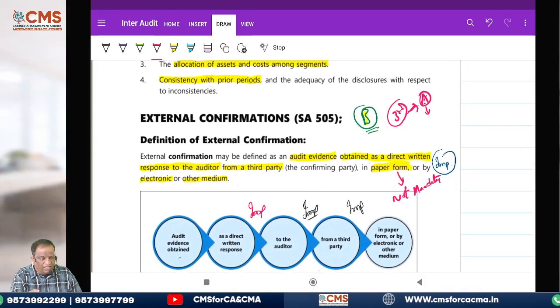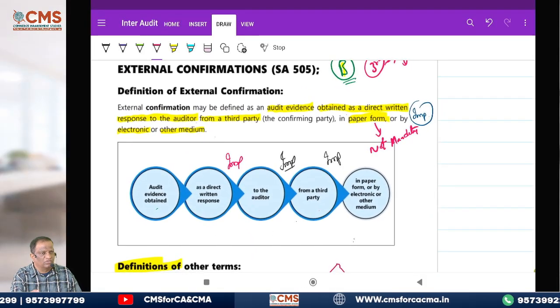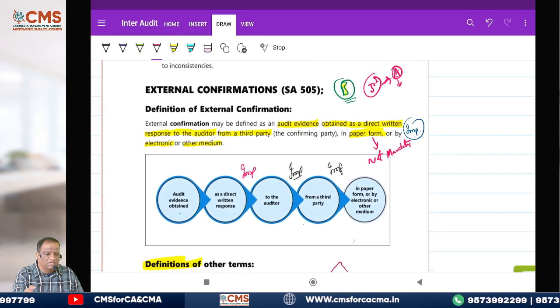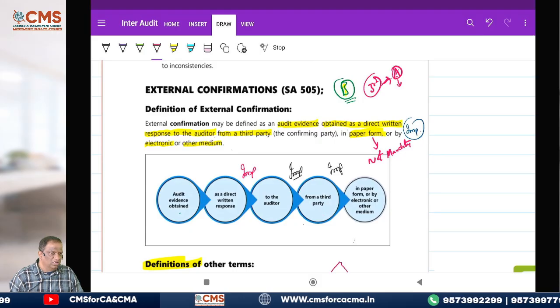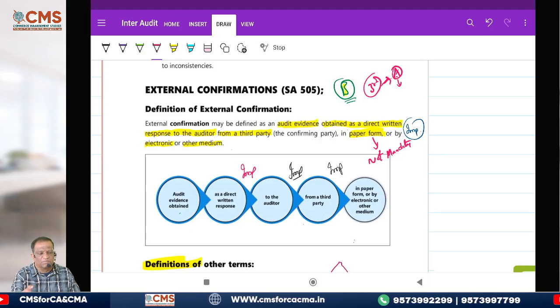With that, this SA 501 gets over. Then SA 505, on and off, questions are being asked, but questions are being asked on selective topics. So we will cover those topics which are generally questioned in the examination.